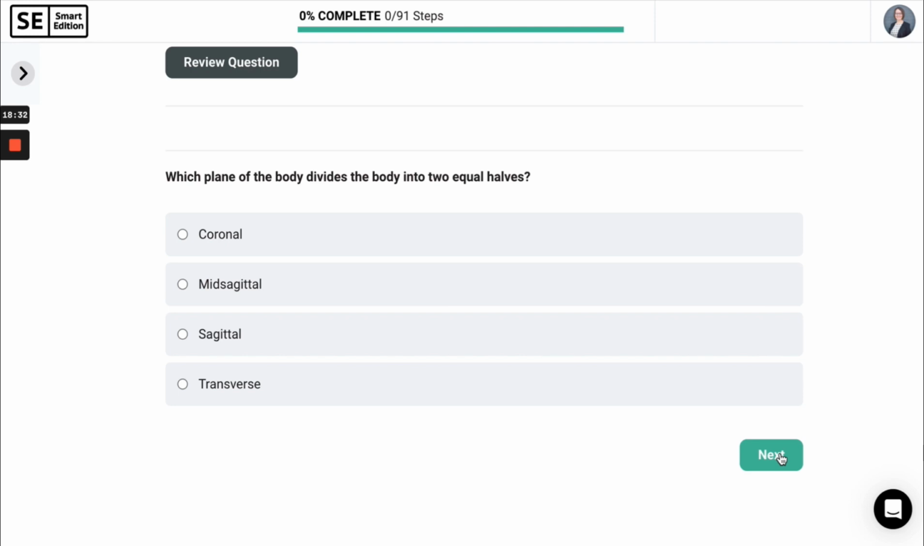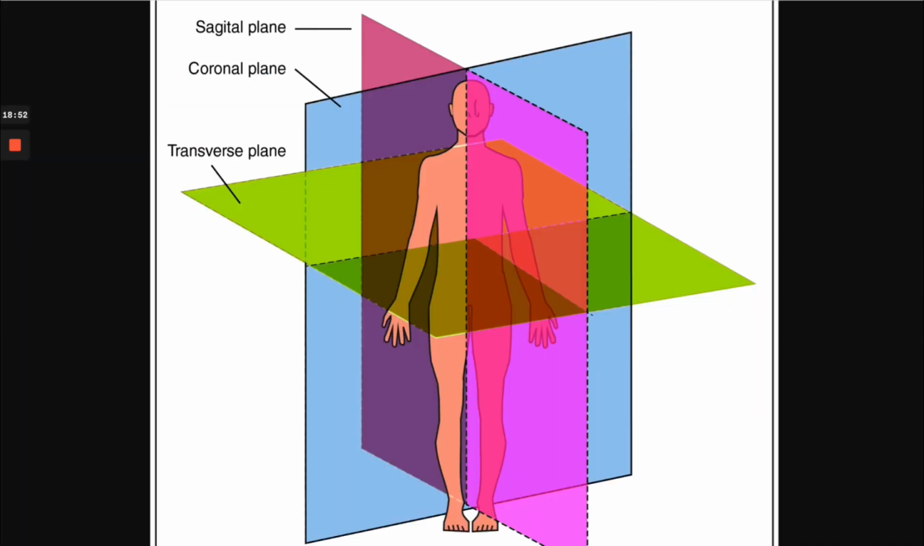Which plane of the body divides the body into 2 equal halves? Is this the cranial, the mid-sagittal, the sagittal, or the transverse? So the correct answer here is mid-sagittal. We'll go back to the picture of our planes. So the sagittal plane is represented here in pink. And because the question is asking us which plane divides the body into 2 equal halves, think of mid as middle. If you're dividing something in the middle, you're essentially dividing it into 2 equal halves because you're cutting it straight down the middle, so mid-sagittal.